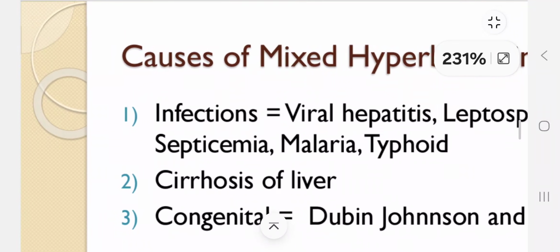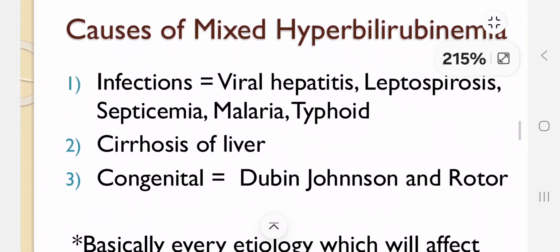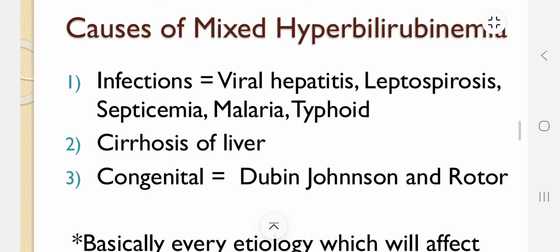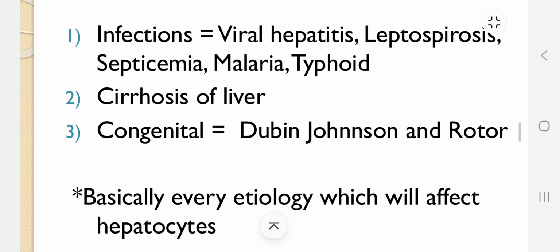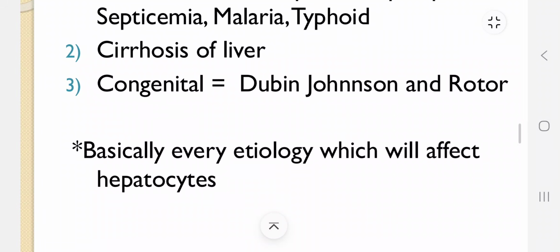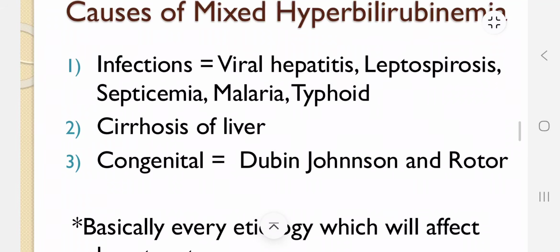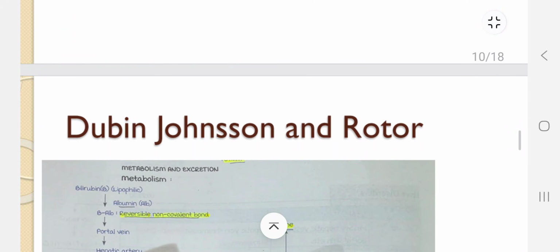Now we look at the causes of mixed hyperbilirubinemia. It is due to infections like viral hepatitis, leptospirosis, septicemia, malaria, typhoid. In case of cirrhosis of liver, which includes many causes like NASH, alcoholic fatty liver disease, hemochromatosis, Wilson disease, etc. You name it. Then congenital abnormalities like Dubin-Johnson and Rotor syndrome are also there. Basically, every etiology which will affect hepatocytes can cause a mixed hyperbilirubinemia.